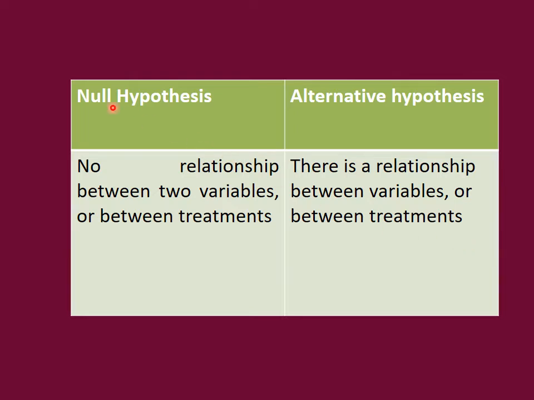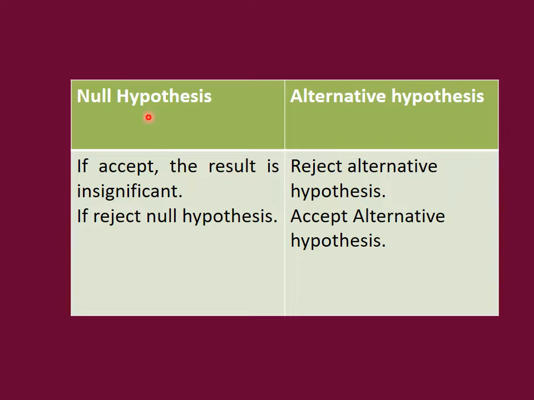Further, we'll see what are the differences between the null hypothesis and the alternative hypothesis. In the null hypothesis, there is no relationship between two variables or between treatments. In the alternative hypothesis, there is a relationship between variables or between treatments. That is the difference between the null hypothesis and the alternative hypothesis.